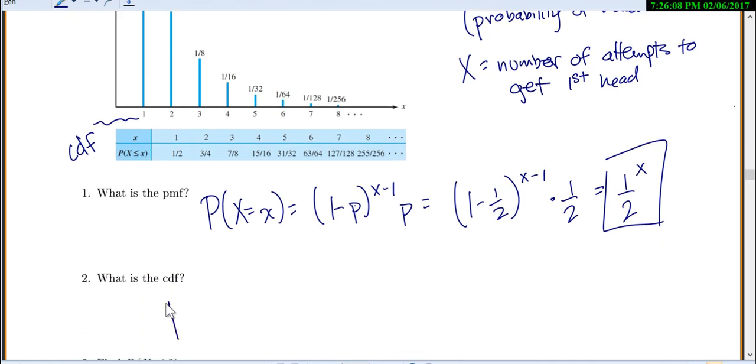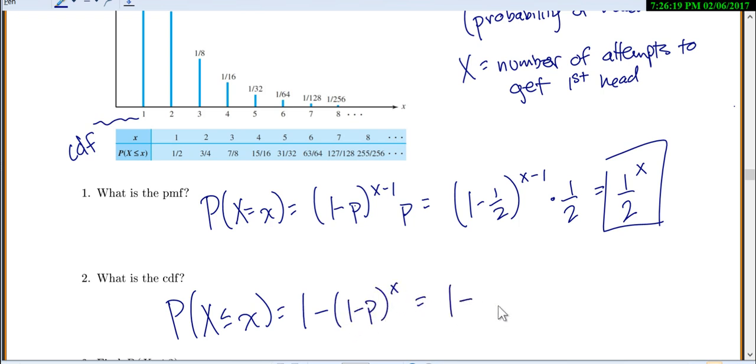And to find our CDF, probability that x is less than or equal to our specific value, it's going to be 1 minus (1 minus p) to the x. So 1 minus (1/2) to the x gives me 1 minus (1/2) to the power of x.